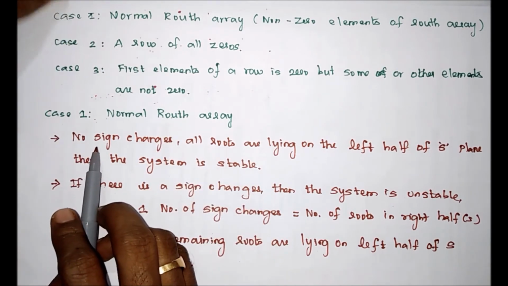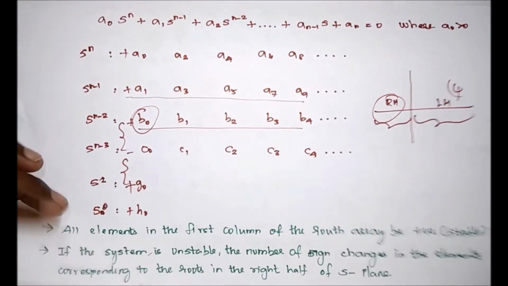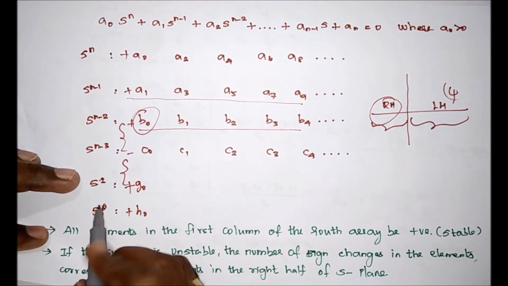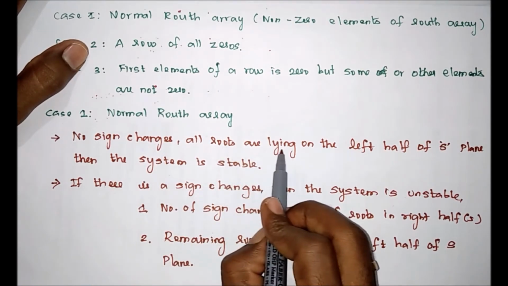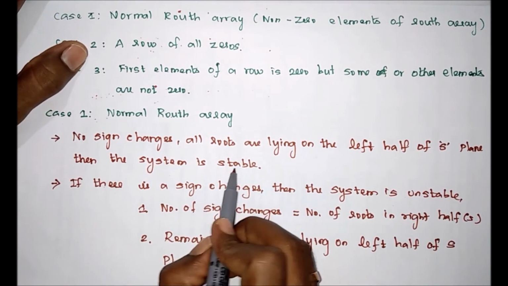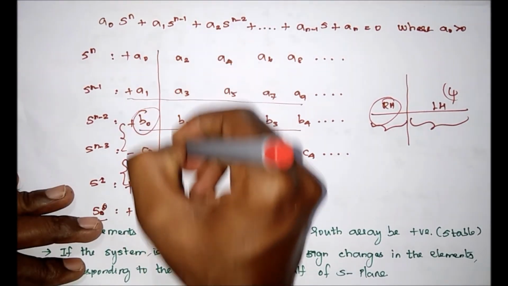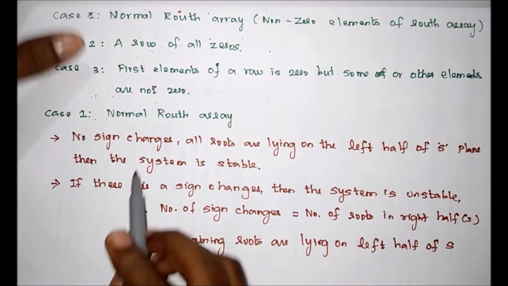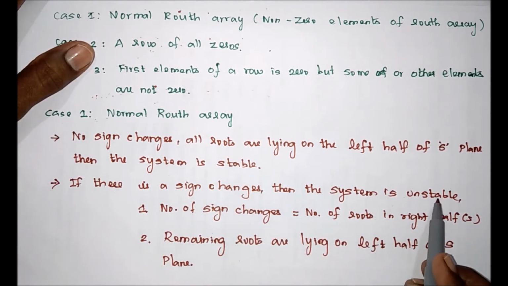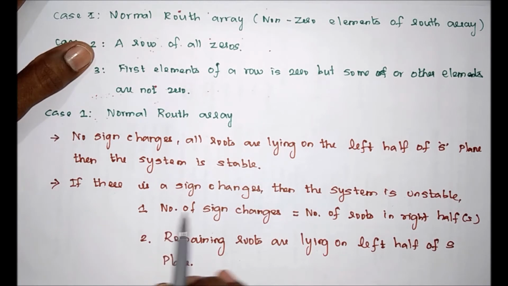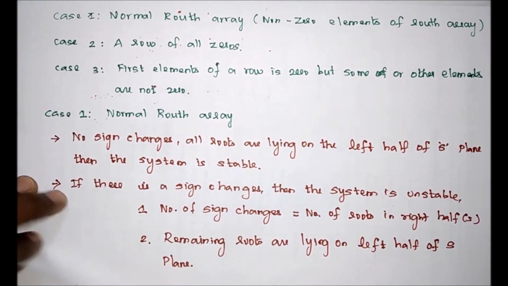So first case, normal row array. In the normal row array, we have to use the same formula and construct like this. After completing up to s0, if there are no sign changes, all the roots lie on the left half of the S plane, and the system is stable. So we have to take the first column. No sign changes means it is stable. If there are sign changes, then the system is unstable. As I already told, the number of sign changes equals the number of roots on the right hand side of the S plane. The remaining roots are on the left hand side of the S plane. So this is case 1.